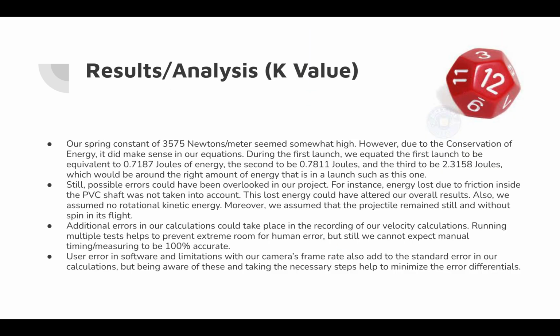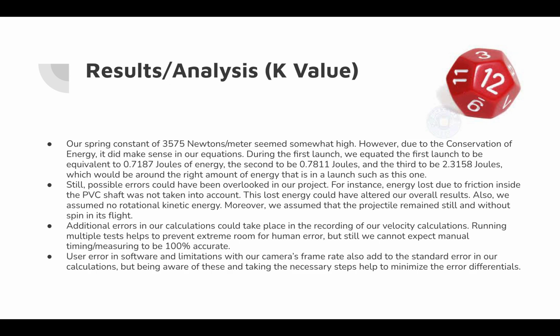Results analysis, K value. Our spring constant of 3,575 newtons per meter seemed somewhat high to the group. However, due to the conservation of energy, it did make sense in our equations. In the first launch, we calculated the total energy to be 0.7187 joules, the second to be 0.7811 joules, and the third to be 2.3158 joules. This is the right amount of energy that takes place in a launch such as this one.